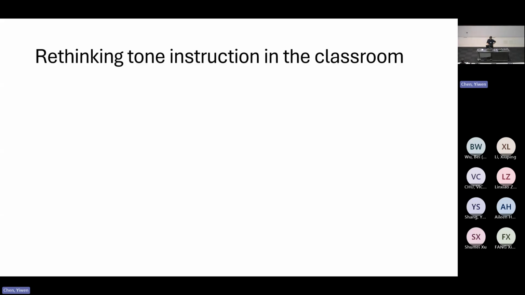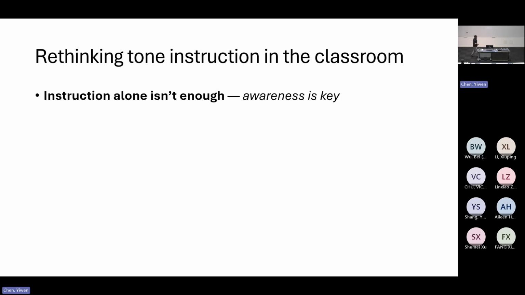Okay, implications for teaching and research. So the first one, this is pure speculation, right? Because I don't teach Mandarin, but I'll be interested to hear what you think. So rethinking tone instruction in the classroom. So we know that instruction alone isn't enough. Becoming aware seems to be the key. So it's not enough for us to say, hey, are you aware of this? And here's, for example, I gave you a German rule earlier, right? Does that make a difference? And sometimes it doesn't.